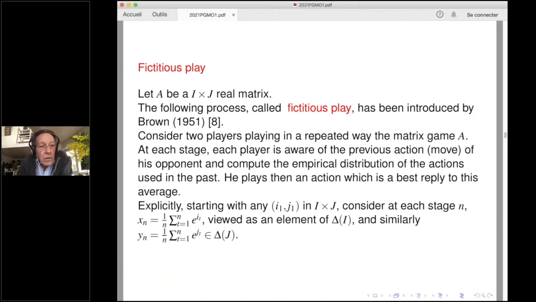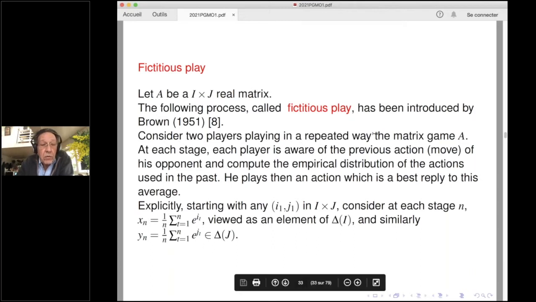So I start with the real matrix A, and fictitious play was a process introduced by Brown in 51, the same Brown that wrote this paper with von Neumann, the first proof that I described using the differential equation. So now we consider two players. The previous proof was unilateral.